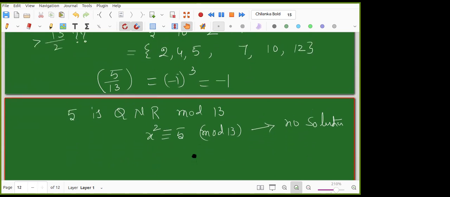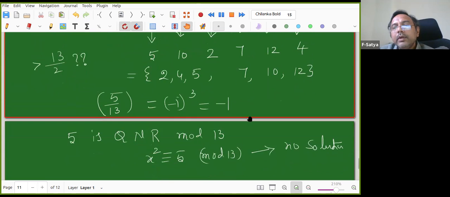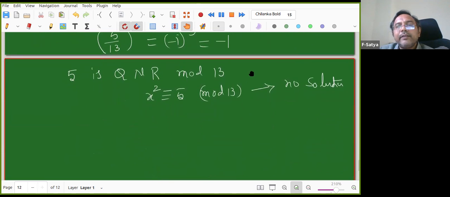So now, let's consolidate whatever we have done. p is an odd prime, a is an integer with gcd(a, p) equal to 1. My question is when a is a quadratic residue modulo p, and there are three approaches. The first approach is by definition: x squared is congruent to a mod p has a solution. What is the second approach? What is the third approach? Can somebody tell me the second approach?